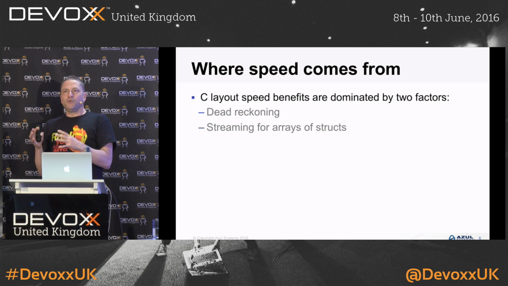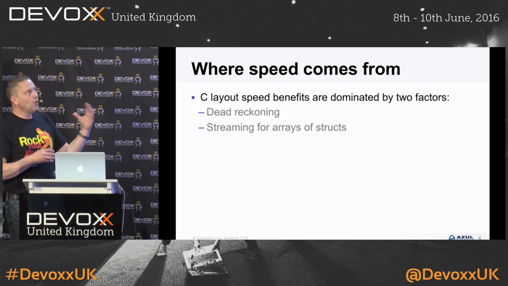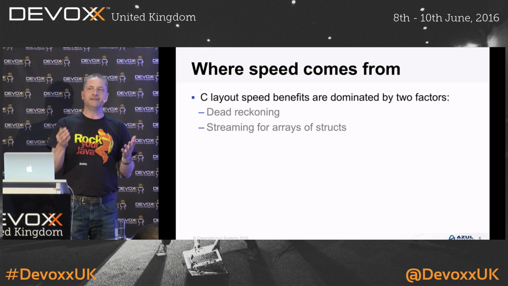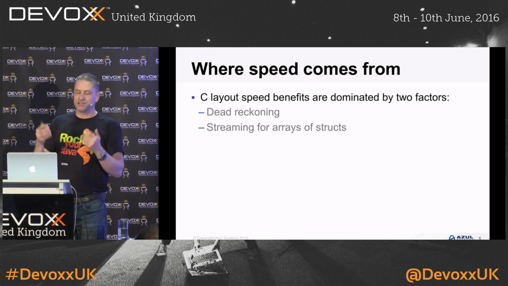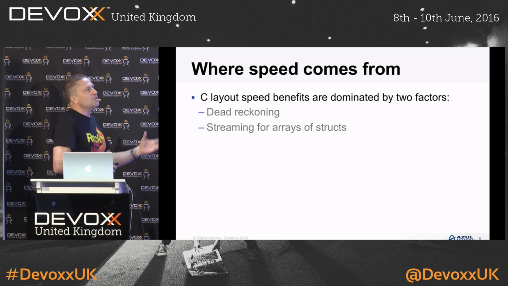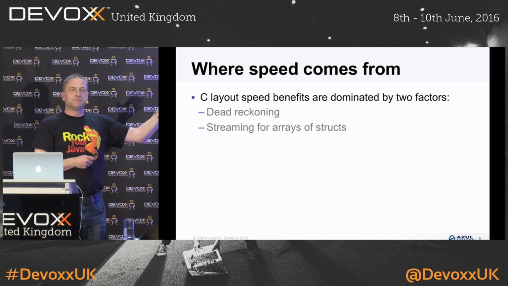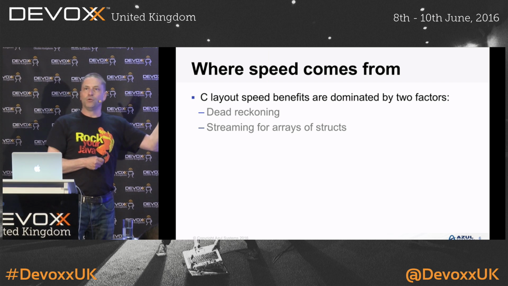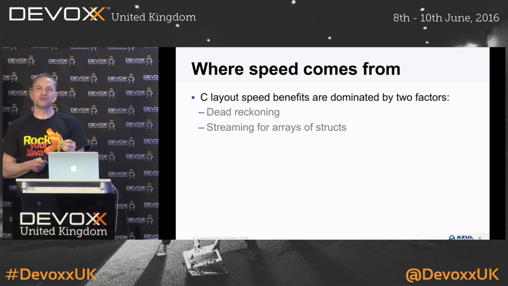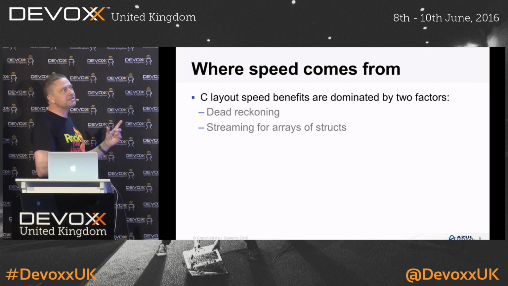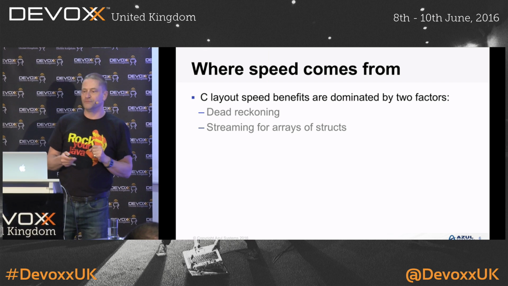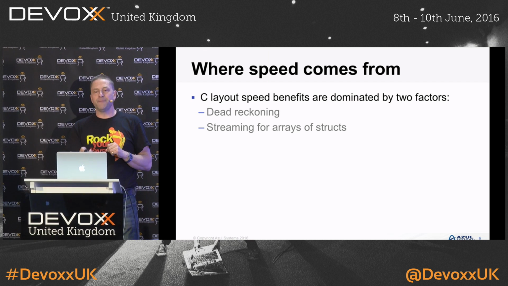So the question that we need to start with is, where does the speed come from? If I use a struct in C, and I'm going to use C now rather than saying C and C++, just to make life easier. But when I say C, think of it as C or C++. So where do we get the benefits in terms of speed in C? Well, there are two things that we can do with the layout of structs that give us speed. One is dead reckoning, and the other is streaming over arrays of structs. So let's look at those in a bit more detail.